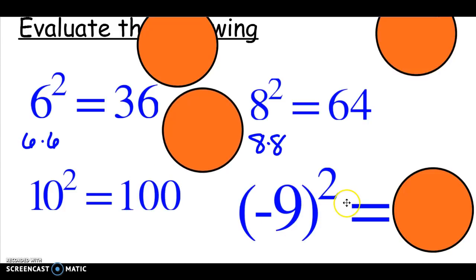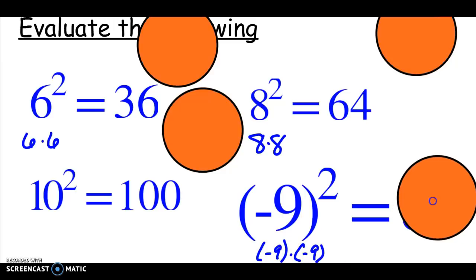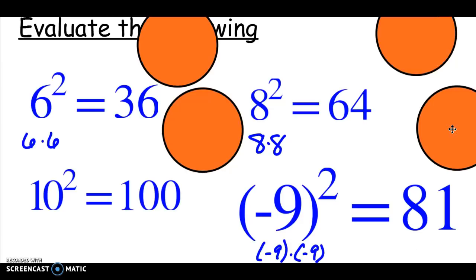And negative 9 squared, we put this in here for a little bit of a challenge for you. That would be negative 9 times negative 9. And if you remember, when you multiply integers, 9 times 9 is 81, and a negative times a negative gives you a positive 81.